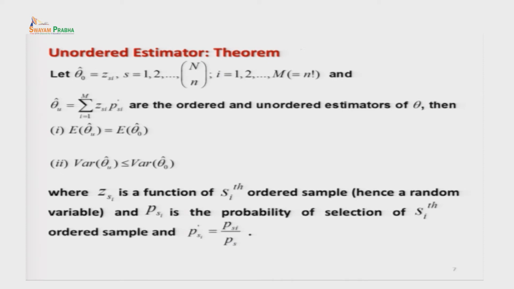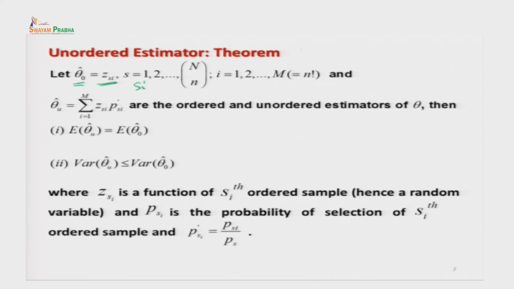So now here we have a theorem in which we are going to discuss how the estimators of unordered samples are going to be combined. So let theta 0 hat be equal to ZSI, right. That means an estimator which is based on the ith sample, say Si, which is obtained by PPS WOR or varying probability scheme without replacement, but this is an ordered estimator.